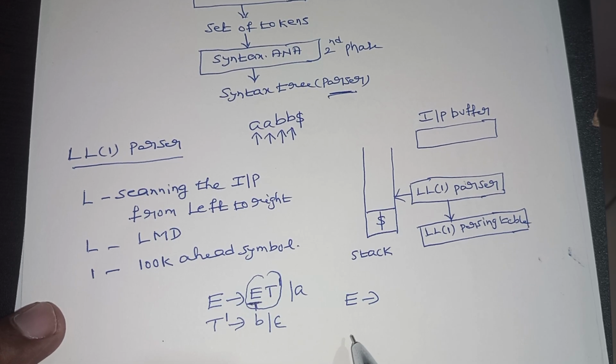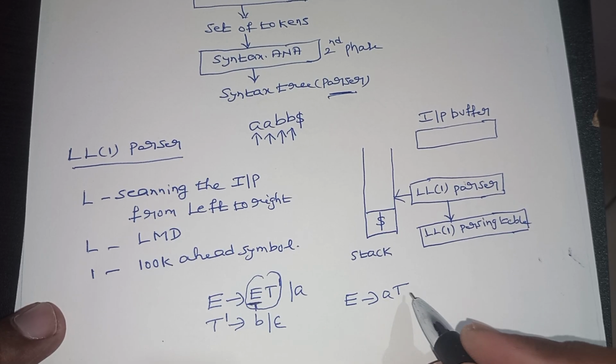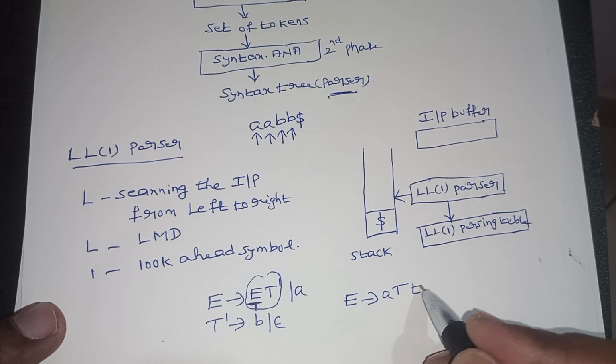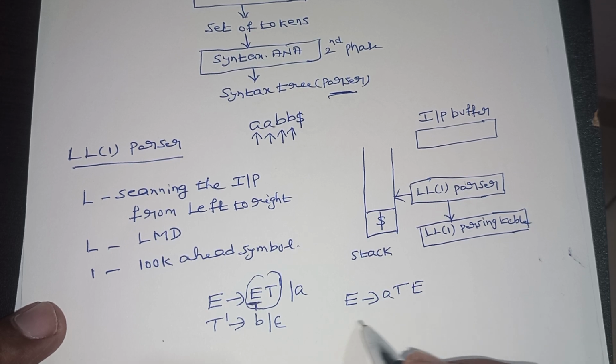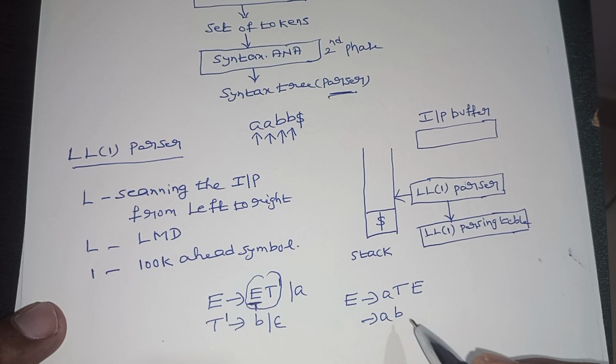For example, in the place of E, I am writing small a. Assume there is one more variable like this, T. Again, what you replace: in the place of T you write small b.